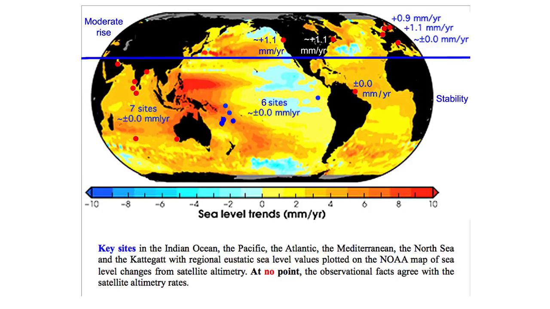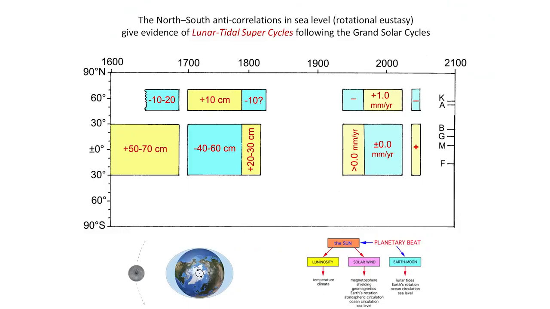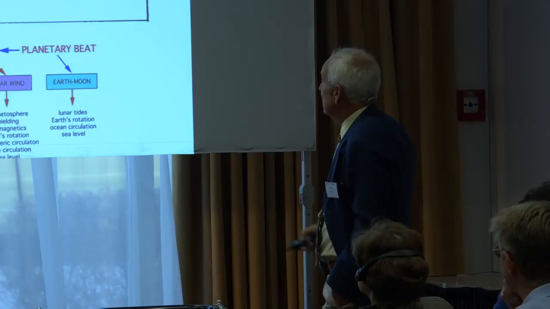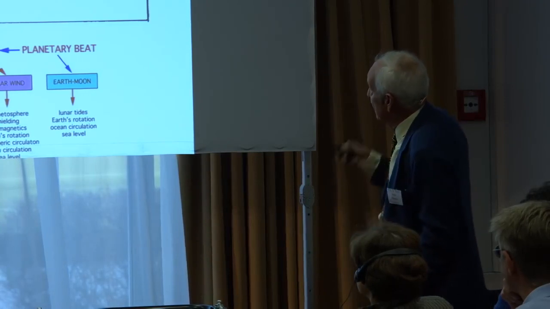And then, how could this be? You go back, there must be some sort of lunar tidal super cycles. Okay, we are here, and maybe in the future, we come here when we go into a new grand solar minimum. And this was the case here. It's even, and you can see even 50, 70 high here. So these changes are real.